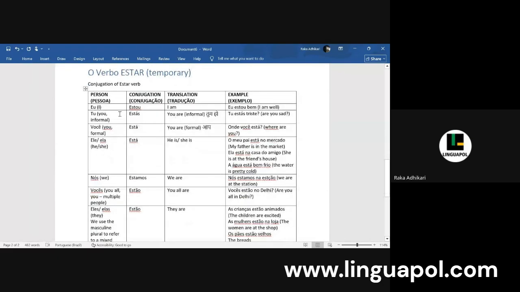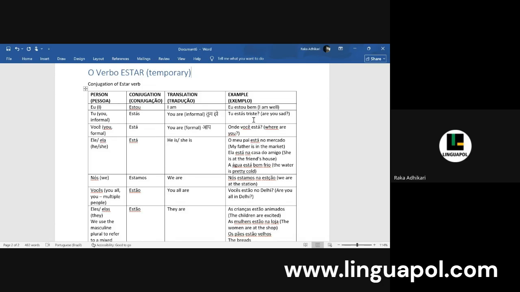So the persons and the translation definitely remain the same. With eu, it is estou. That means I am. So we saw the example, eu estou bem, I am well. With tu, it is estás. That is you are, but informal. That is tu estás triste, are you sad? Or tu estás triste in European, are you sad? We are talking to someone informally.